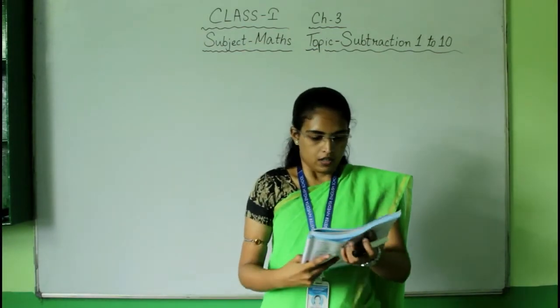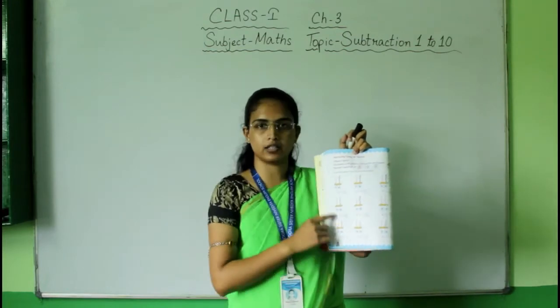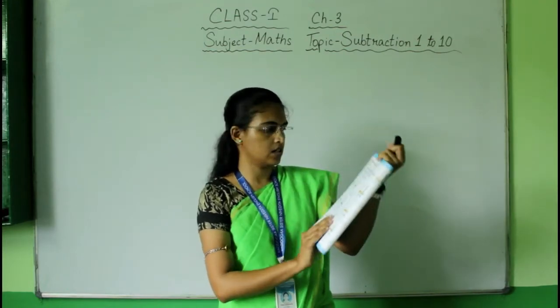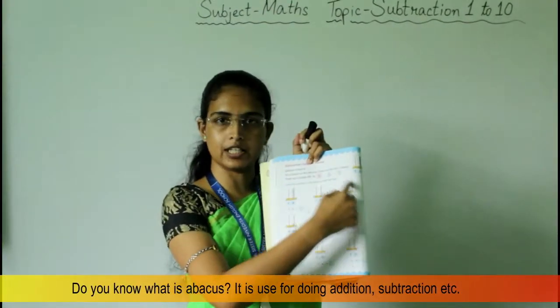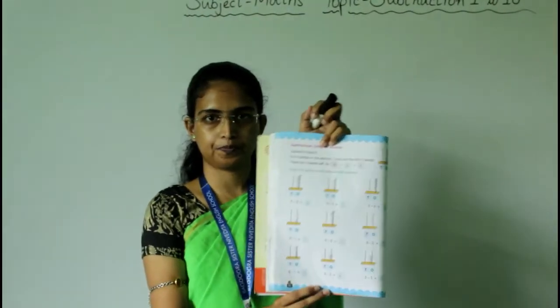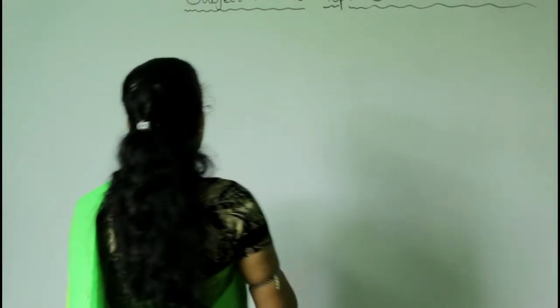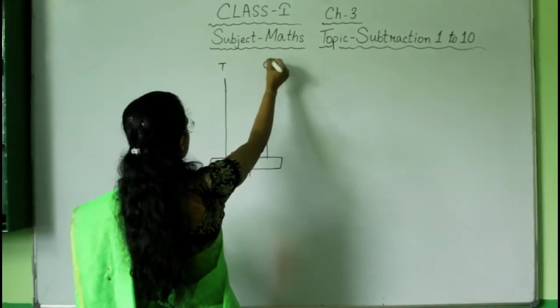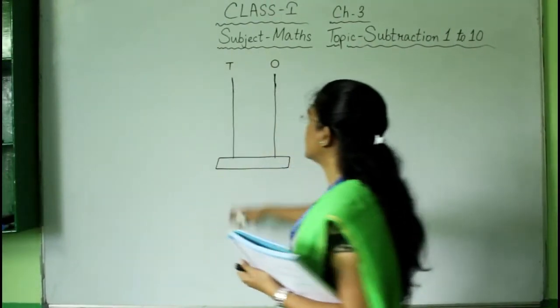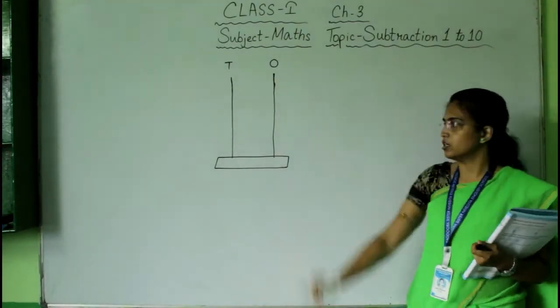Okay? Now, do you know what this is? These are called abacus. What is this? Abacus. Now, today we are going to do subtraction on this abacus. Okay? And for this, what do we have to do? First, we have to draw two lines. This is T and this is O. So, T means tens and O means ones.